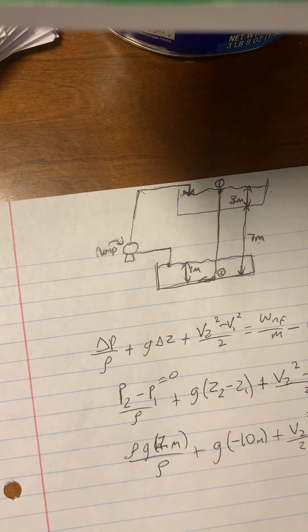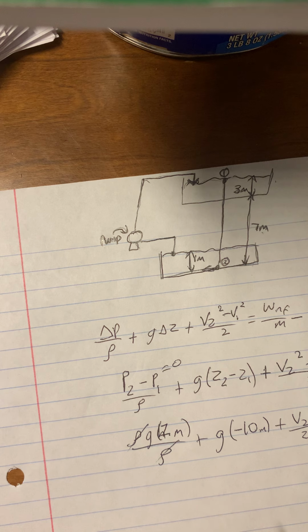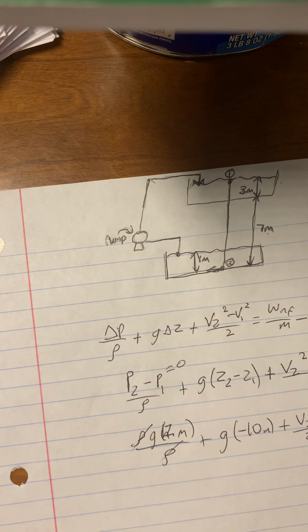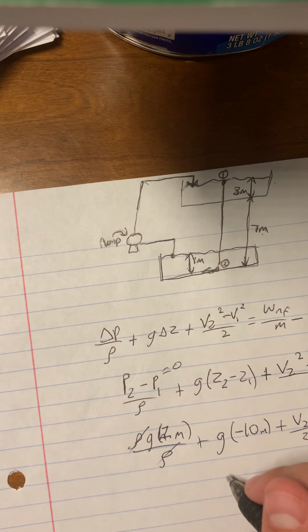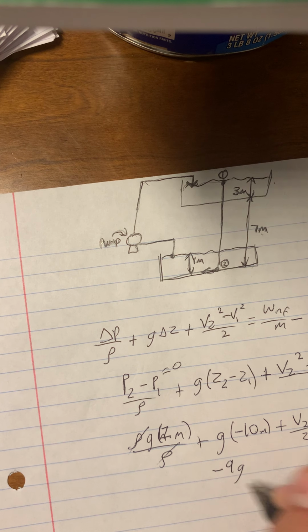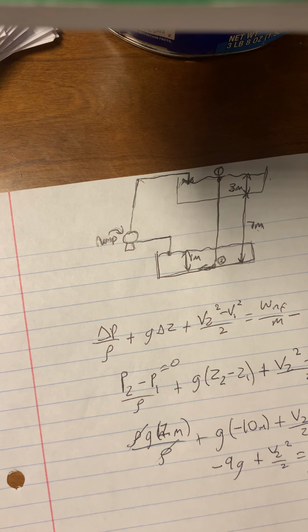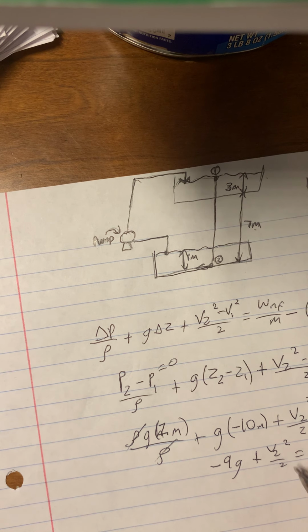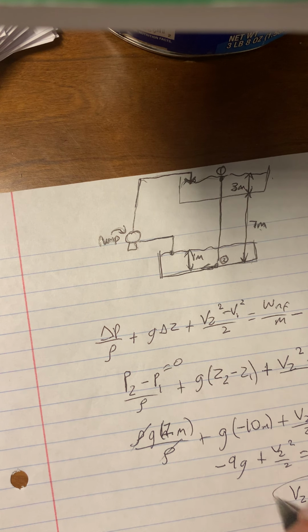Set that equal to 0. Right away we see that these densities will cancel and we're just left with 1G minus 10G plus V2 squared over 2. So that's negative 9G plus V2 squared over 2, set equal to 0. We add our 9G over to that side, multiply by 2, and take the square root of that. So we know that V2 is equal to the square root of 18G.